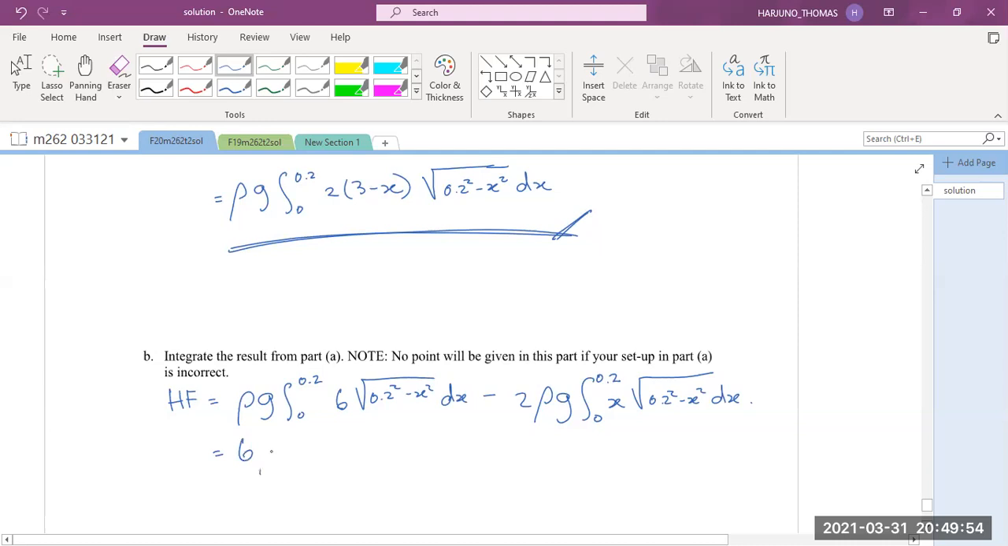This is 6 rho g times the area of the quarter circle with radius 0.2, minus, and I do substitution here, u equals 0.2 squared minus x squared. So the du will be negative 2x dx.